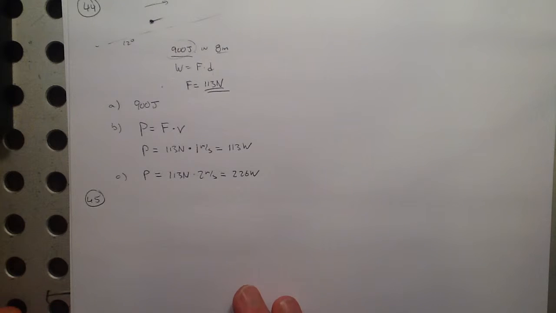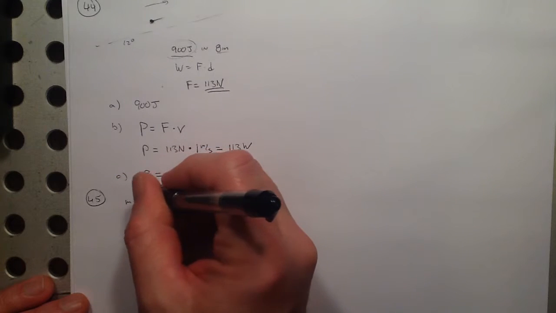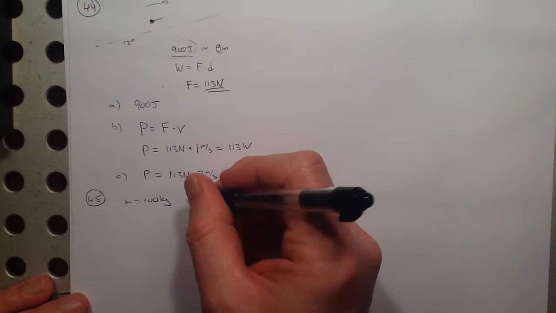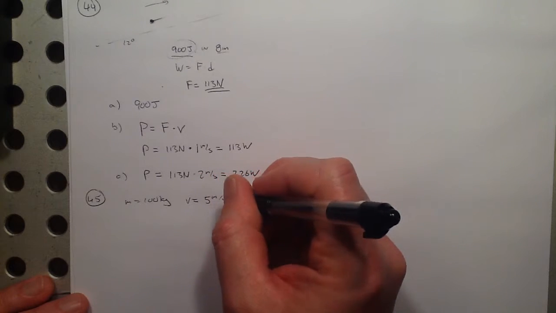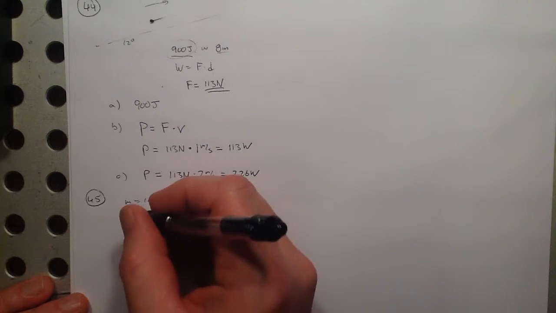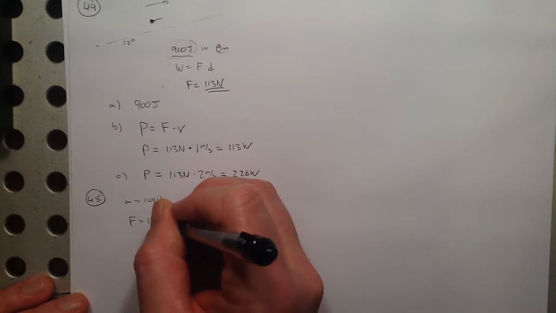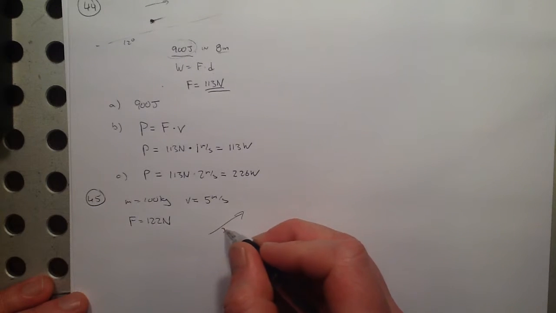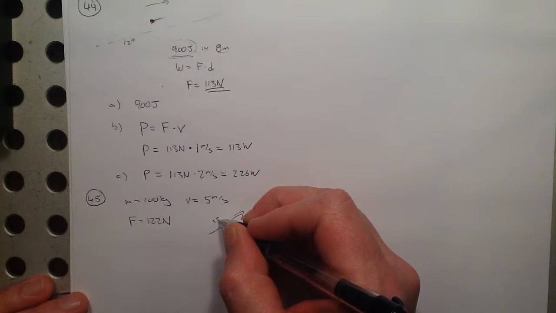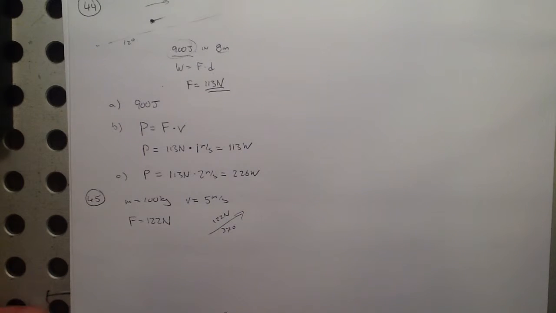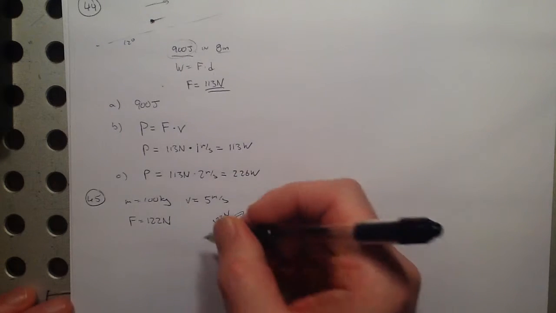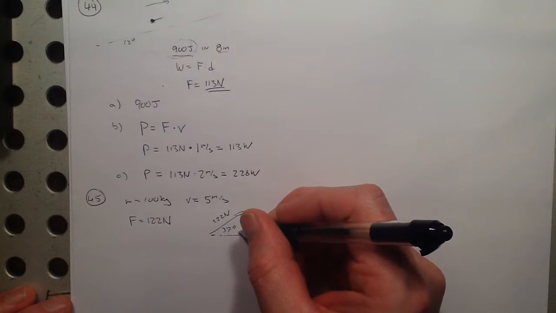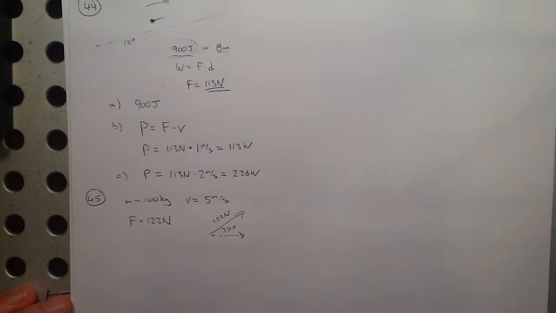Number 45, we've got a 100 kilogram block pulled at a constant speed of 5 meters per second across a horizontal floor by an applied force of 122 newtons, directed at 37 degrees above the horizontal. What is the rate at which the force does work on the block? Well, the block's moving this way, so this component of the force, that's the displacement, is the only part that's doing work.